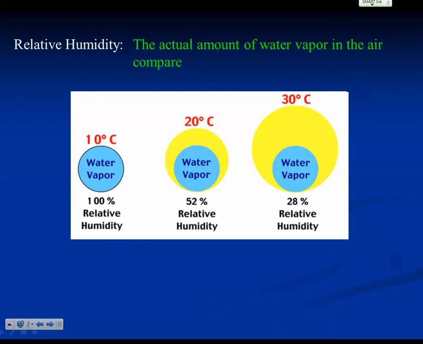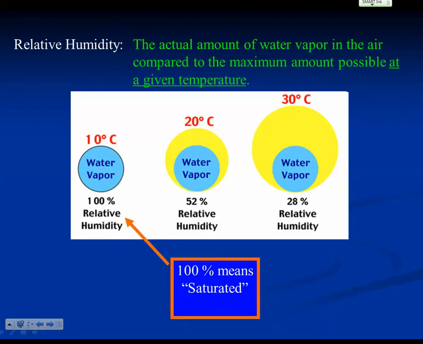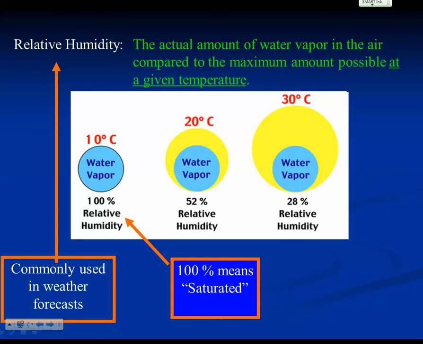All right, now what we're going to be using more of in this course is not humidity, but relative humidity. And you've probably heard this many times on the 6 o'clock meteorology forecasts. Relative humidity, the amount of water vapor in the air compared to the maximum amount possible, and here's the key part, at a given temperature. Relative humidity is temperature dependent.